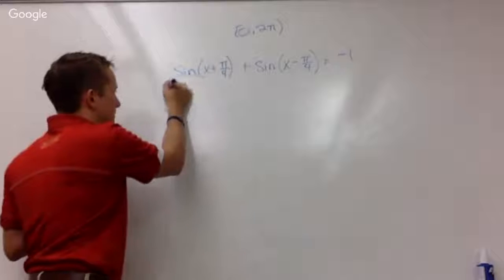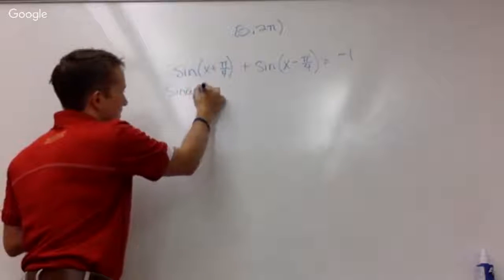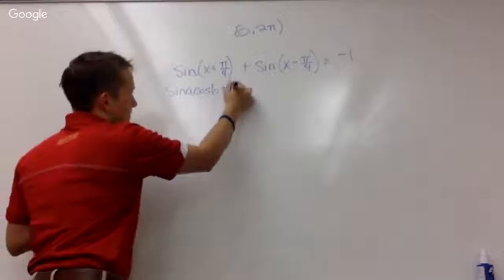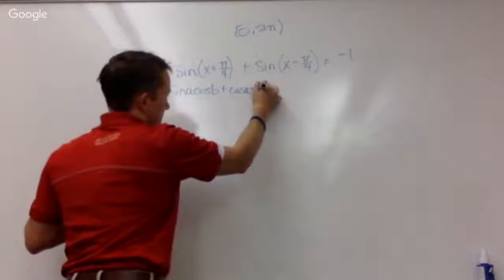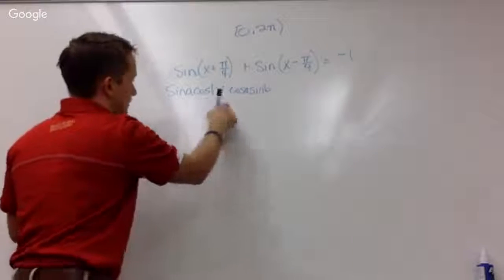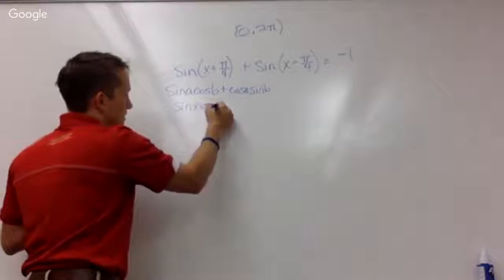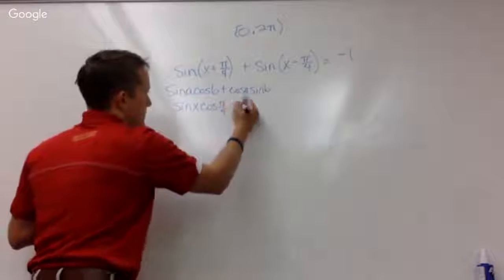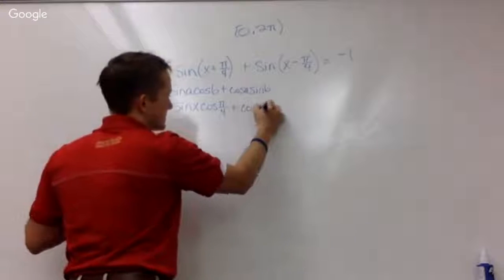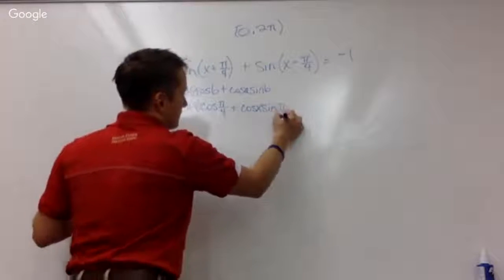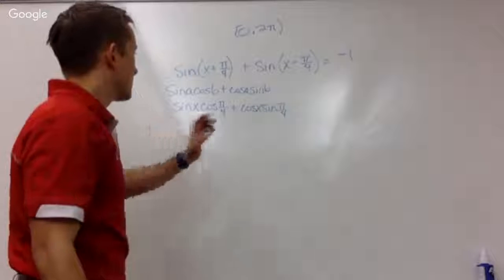So what I'm going to do, I'm going to put this down: sine of A cosine B plus cosine A sine B, all right? Now, I'm going to just do this first one. Because A is x, we're just going to put that out. So sine of x cosine of pi over 4, plus cosine of x sine of pi over 4, okay? We're going to put that down. Perfect.